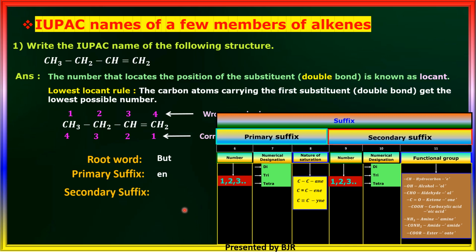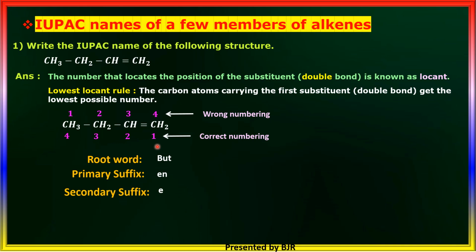Next, secondary suffix. Here the double bond is also treated as a functional group, and in this chain there are no other functional groups and only hydrocarbons are there. For that reason, the secondary suffix is e. So when no functional group is there, that is, only hydrocarbons are there, the secondary suffix is e.